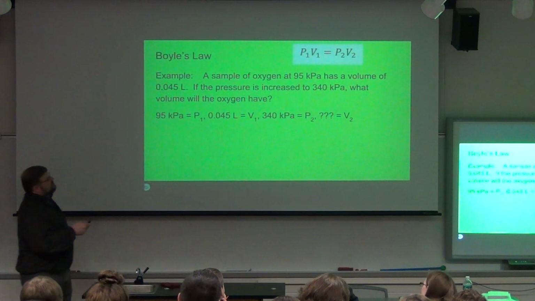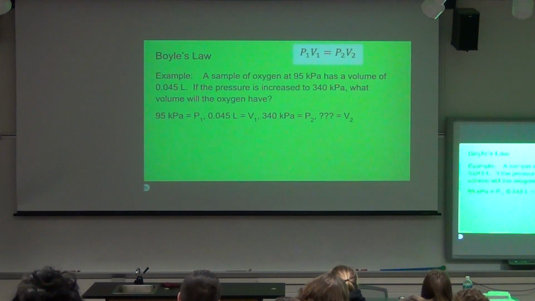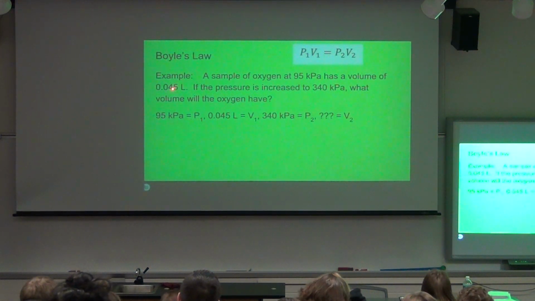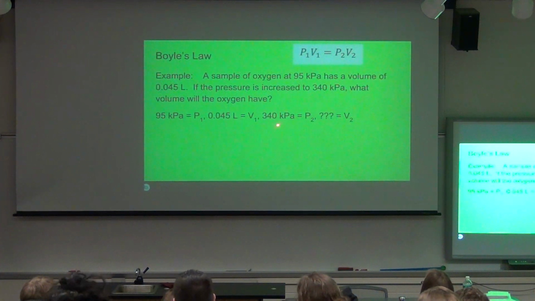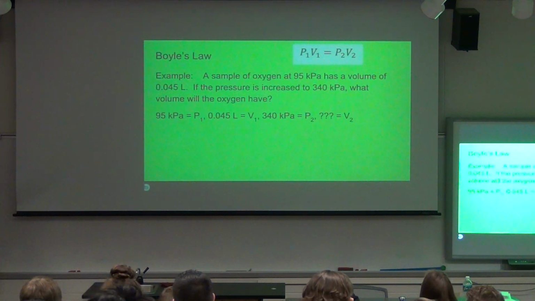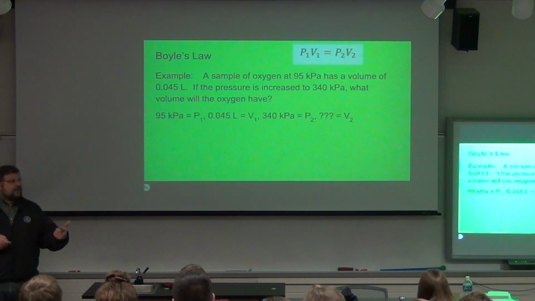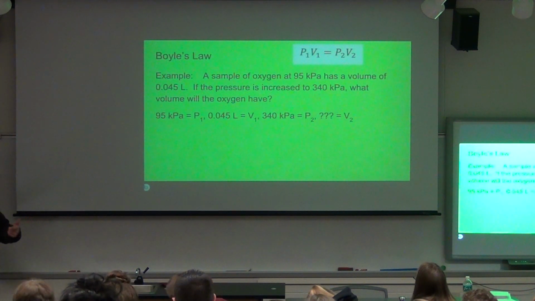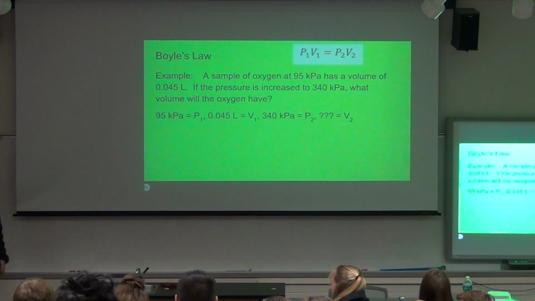So that first piece of information, 95 kilopascals, that's our starting pressure. And attached to that is the volume of 0.045 liters. So that's our starting volume too. Then we know that it's changed. We changed the pressure to 340. So that's our second pressure. And now we want to know what volume will it have. So you can think about this and understand what your answer should look like. I'm increasing my pressure, so what should happen to my volume? Pressure increases, volume should decrease.